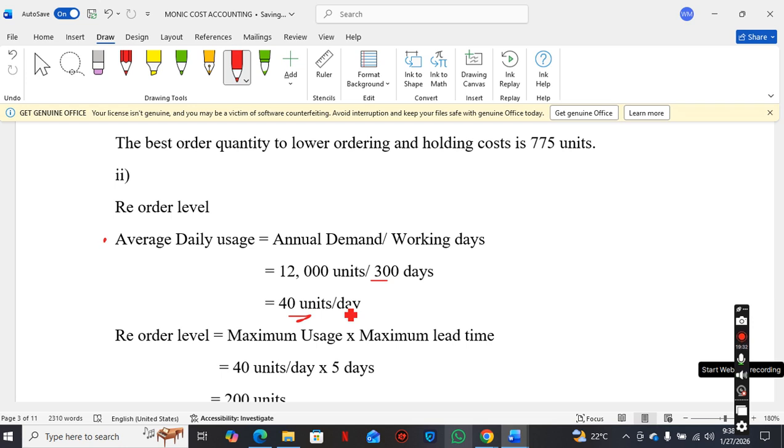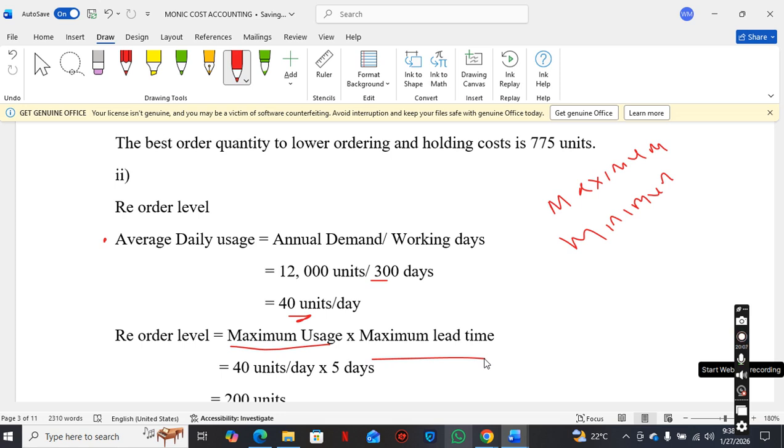Maybe just repeat, sir. Just repeat, starting on the average daily usage, just to get understanding, because they never gave us our maximum and minimum usage. Yes. So that's why we use our average daily usage. Okay, so if they gave us, there was no need to use this, right? No need, you just come here straight, maximum usage, apply the maximum lead time.